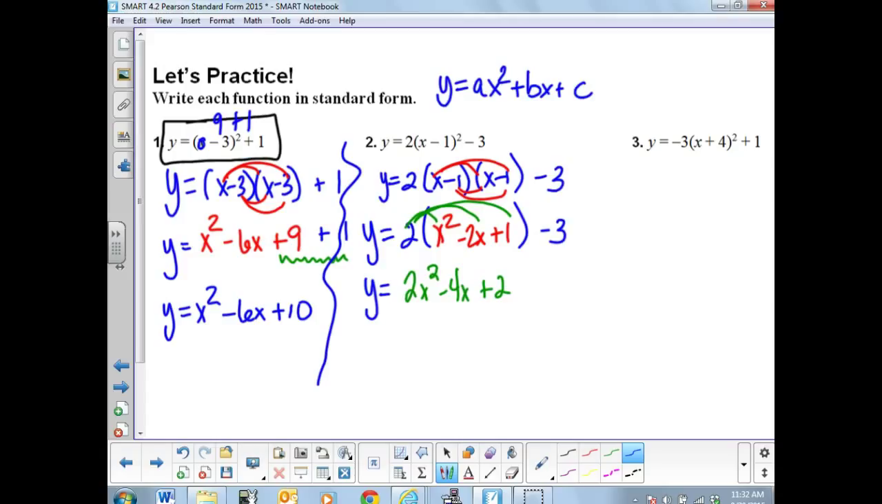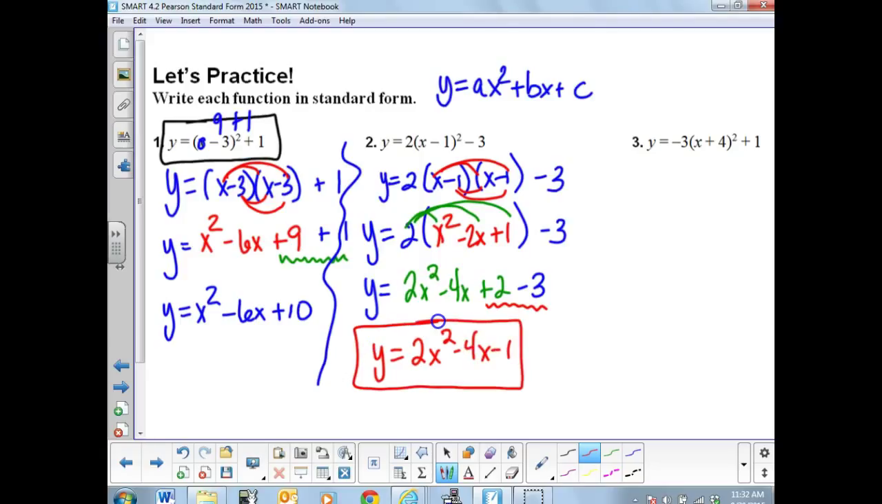But please don't forget, guys, there's a weird little minus 3 off to the side here. So final step, combine your constants over there. Yep, so we have 2x squared minus 4x minus 1. So if I had a follow-up question that said, where's your y-intercept at, what would you tell me? Negative 1, good. How else could I have found that y-intercept, though? I could have just gone to the beginning and plugged in a 0.